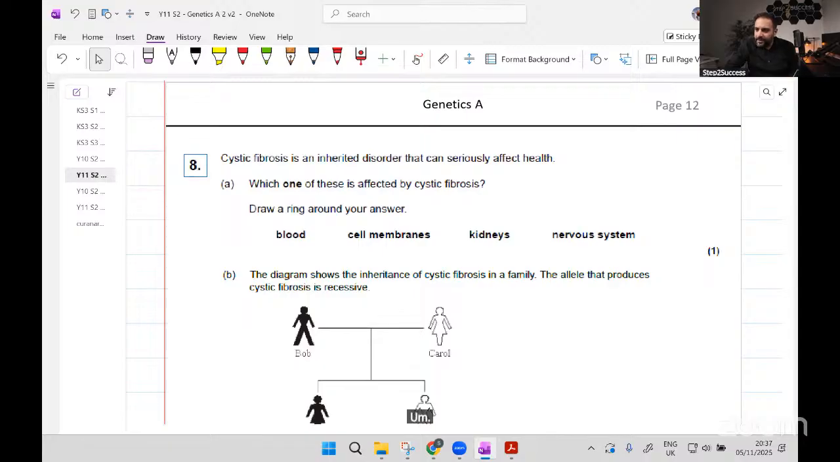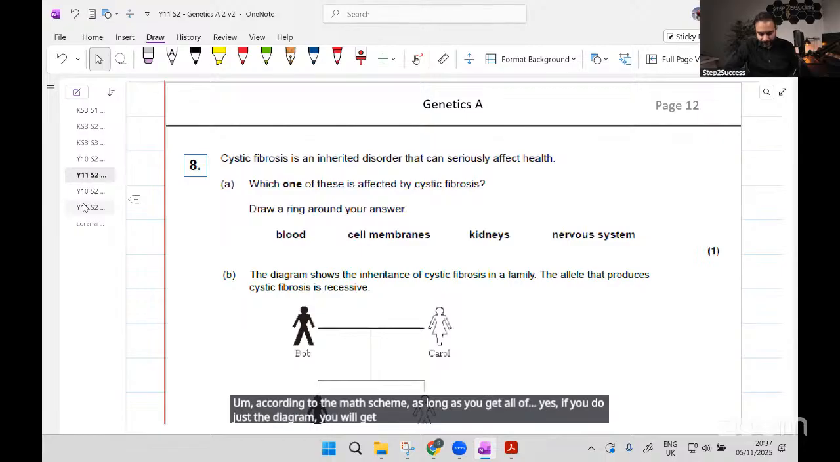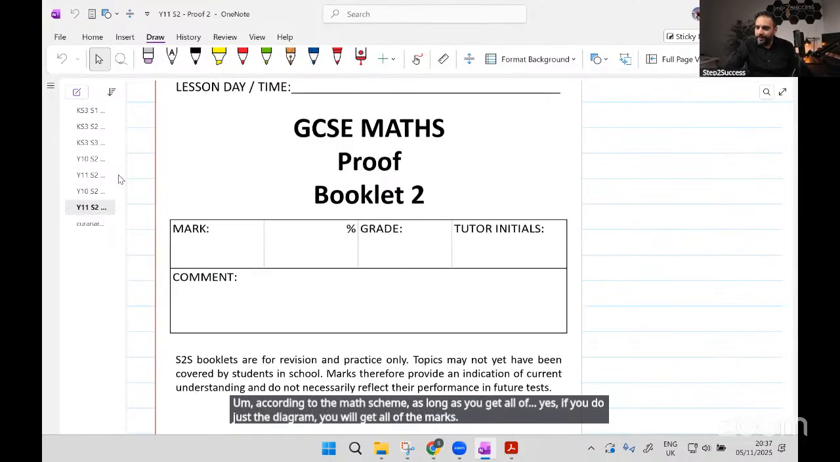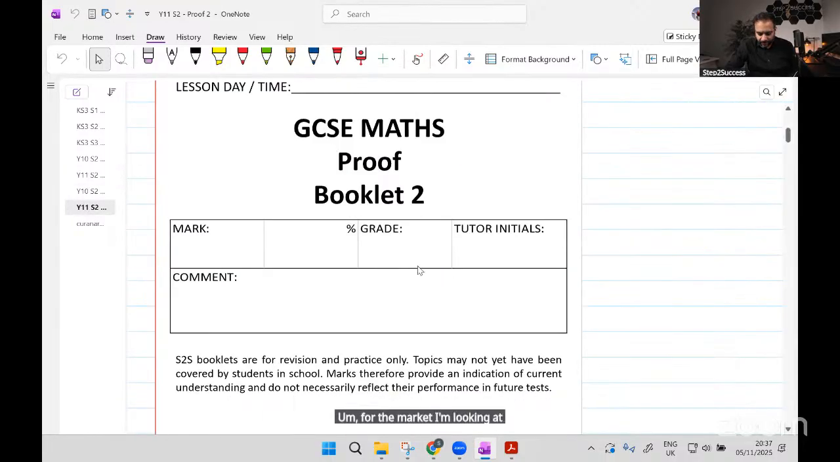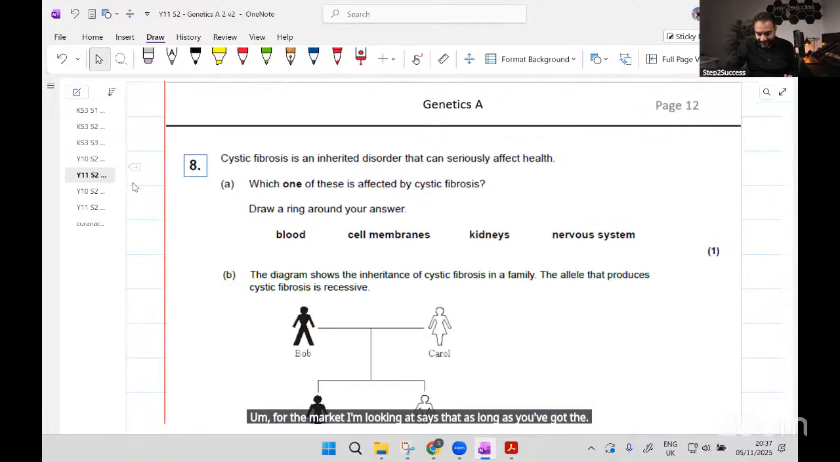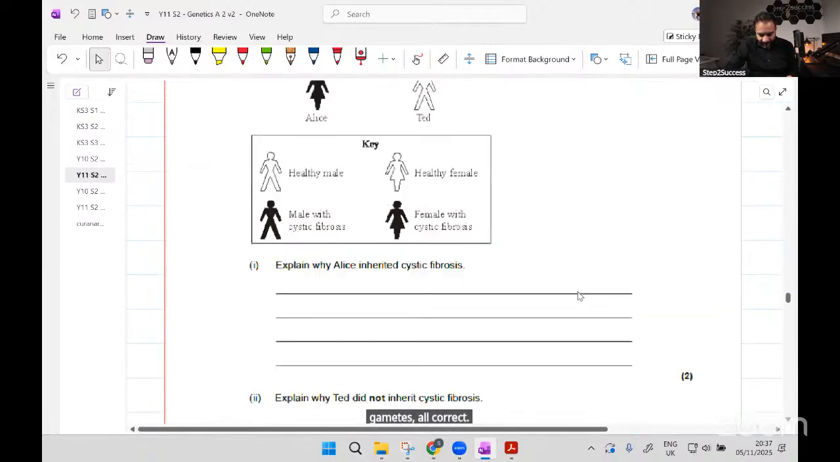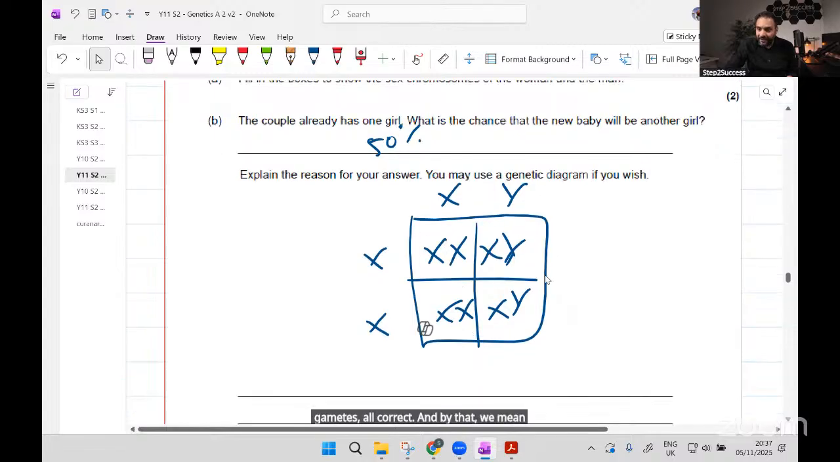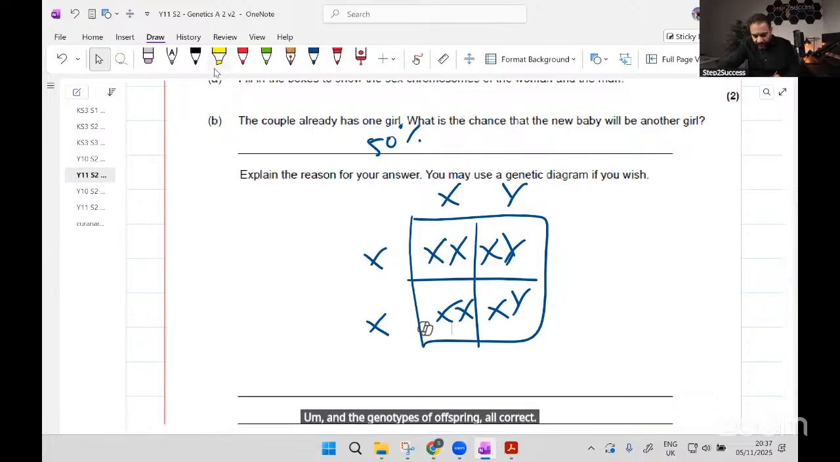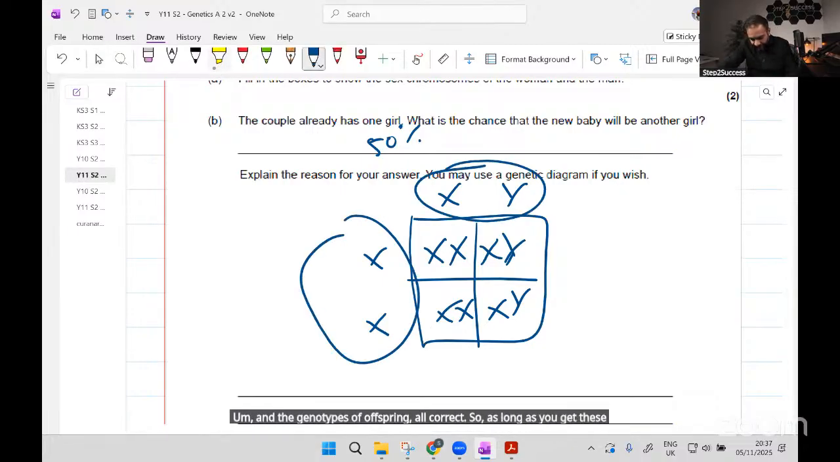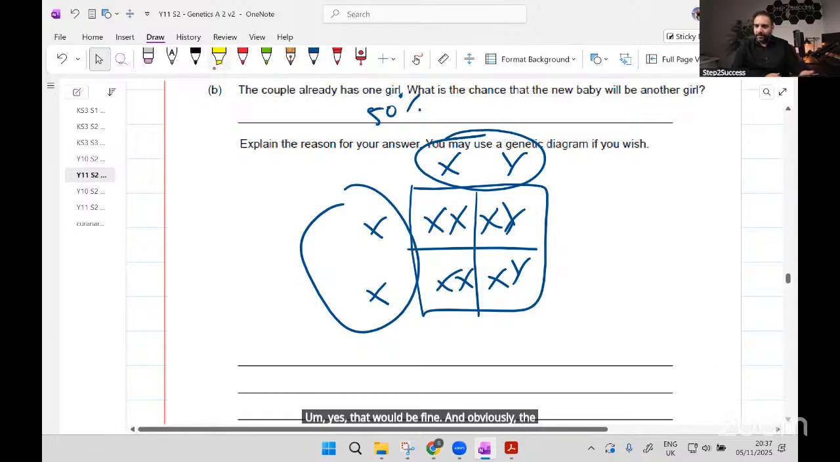According to the mark scheme, yes, if you do just the diagram, you will get all of the marks. The mark scheme I'm looking at says that as long as you've got the gametes all correct, and by that we mean these things inside the boxes, and the genotypes of offspring all correct, so as long as you get these and everything in the diagram correct, you get all the marks. Yes, that would be fine. And obviously the 50% would be the third mark.